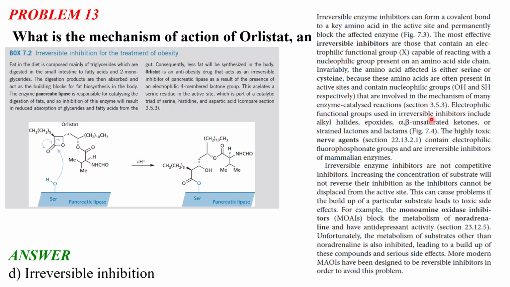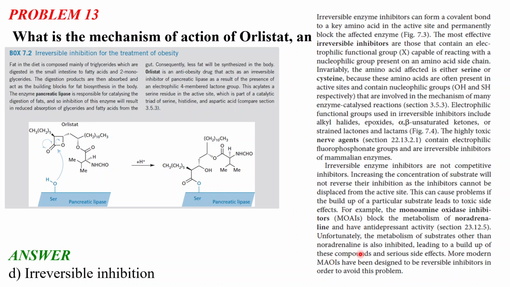Electrophilic functional groups used in irreversible inhibitors include alkyl halide, epoxide, alpha beta unsaturated ketone, or strained lactones or lactams. The highly toxic nerve agents contain electrophilic fluorophosphate groups and are irreversible inhibitors of mammalian enzymes. Irreversible enzyme inhibitors are not competitive inhibitors. Increasing the concentration of substrate will not reverse the action of the inhibitors, since they cannot be replaced from the active site. This can cause problems if buildup of the particular substrate leads to toxic side effects.